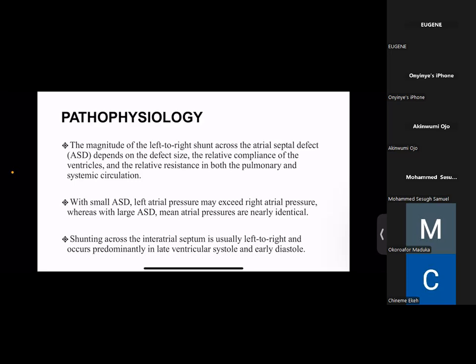The magnitude of left to right shunts across an ASD depends on the size of the ASD and the compliance of the ventricles. When there is a small ASD, the left atrial pressure most times exceeds the right atrial pressure. The flow of blood across ASDs is from the area of higher pressure to the area of lower pressure. And when the left atrial pressure is more than the right atrial pressure, there's a left to right shunt. Shunting across the interatrial septum is usually left to right and occurs predominantly in late ventricular systole and early diastole.